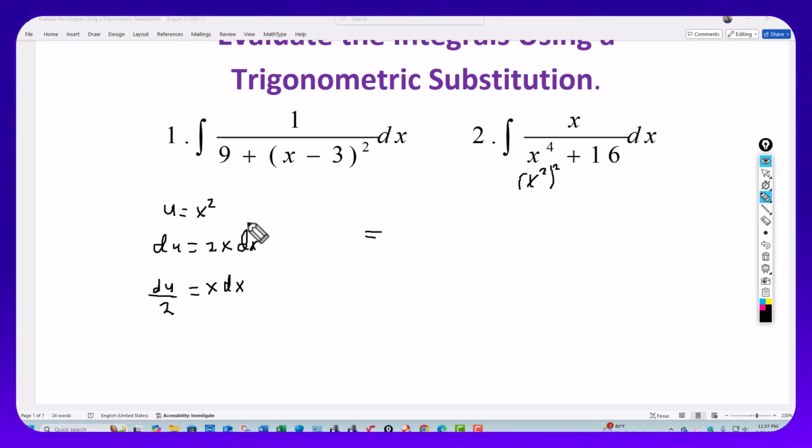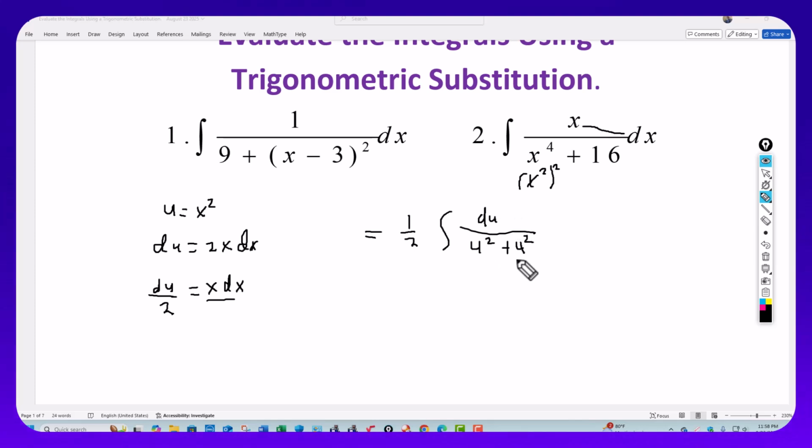So now let's transform this integral first into one involving the variable u. For the x dx here, we're going to replace that by du over 2. I'll put the 1/2 out in front, and my du would go here. And then x squared is u, so the denominator will be u squared plus 16, or 4 squared. Now we have it in terms of u.